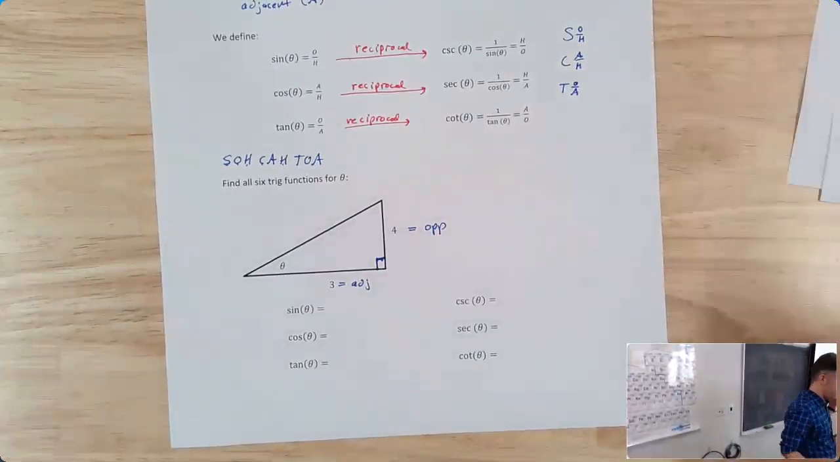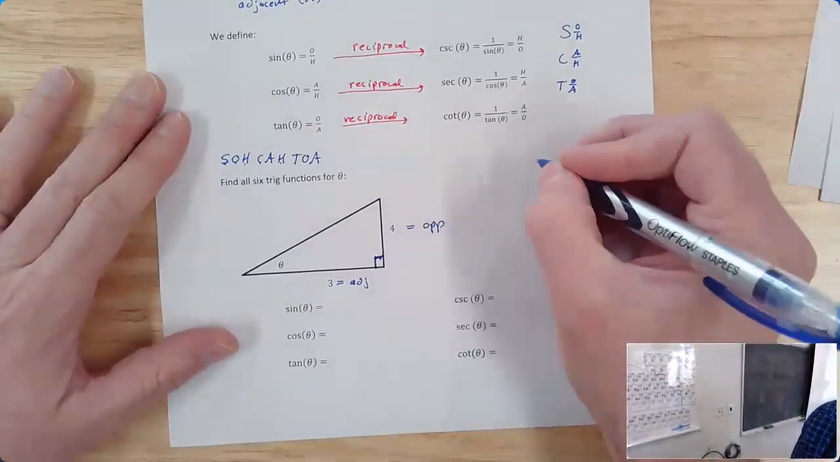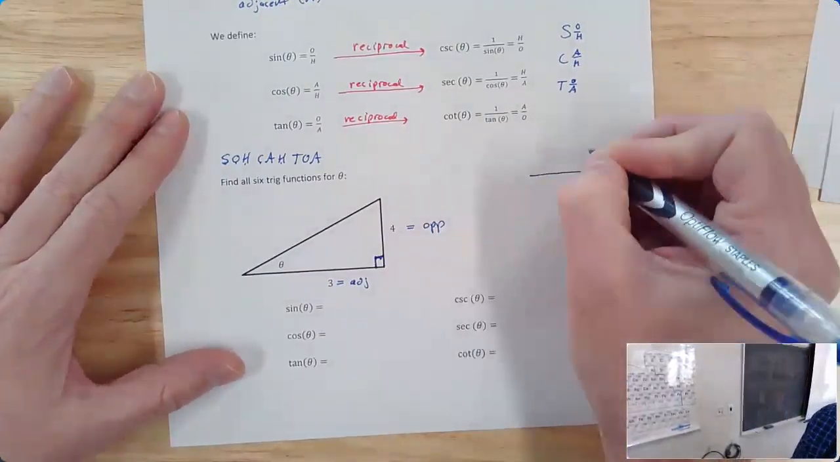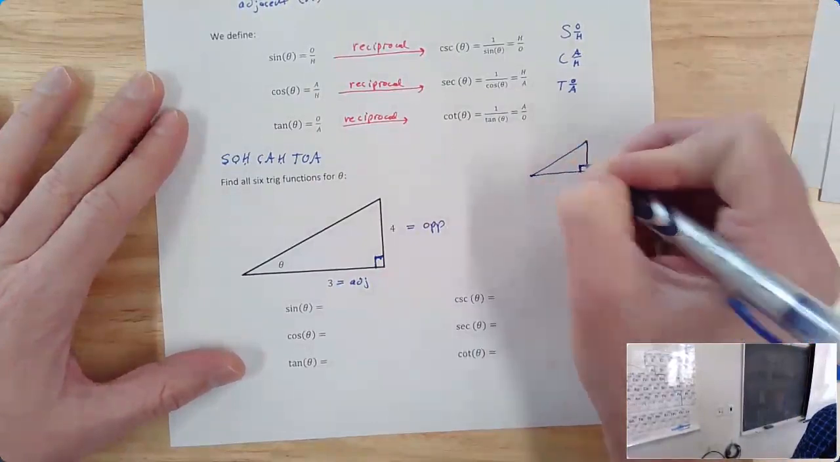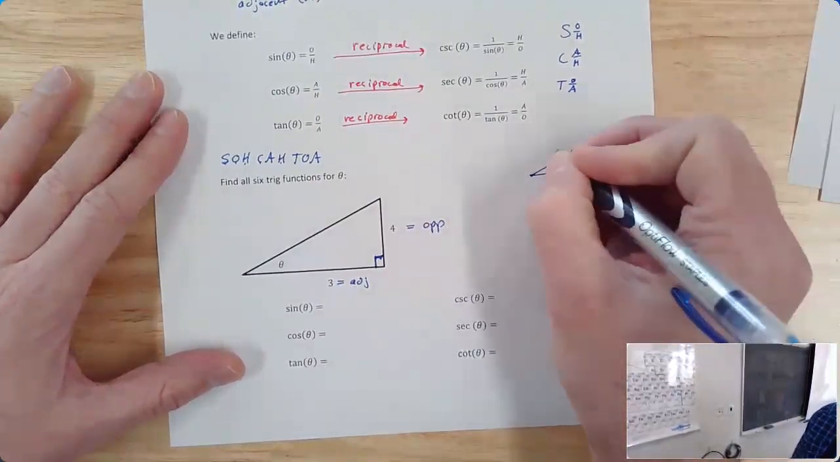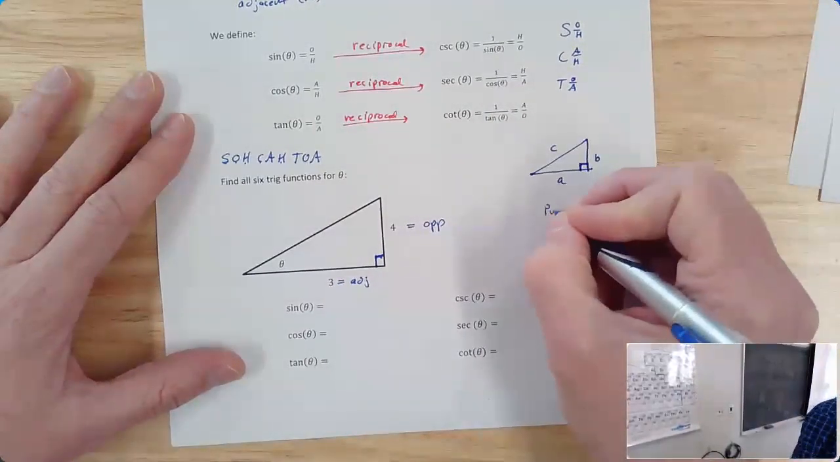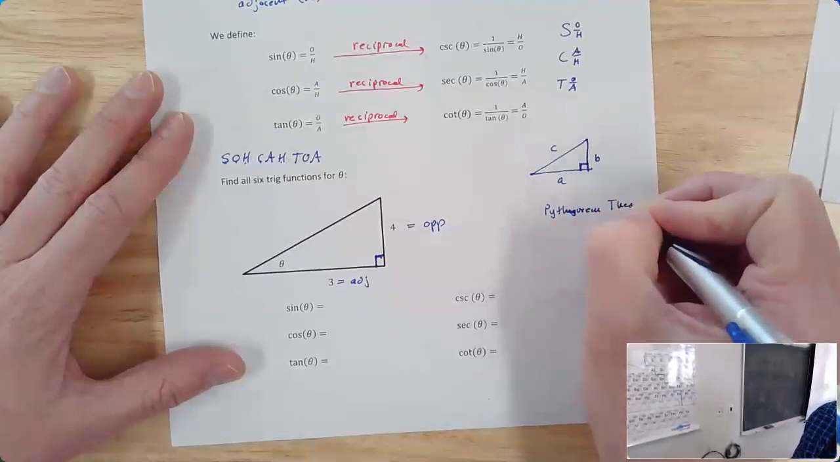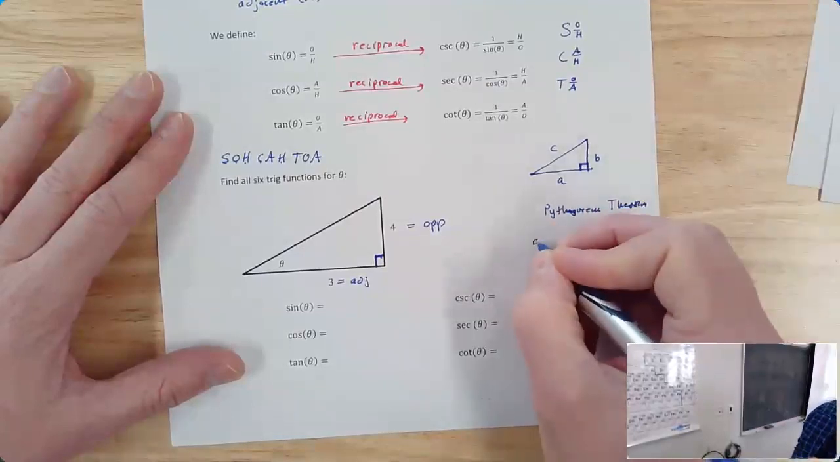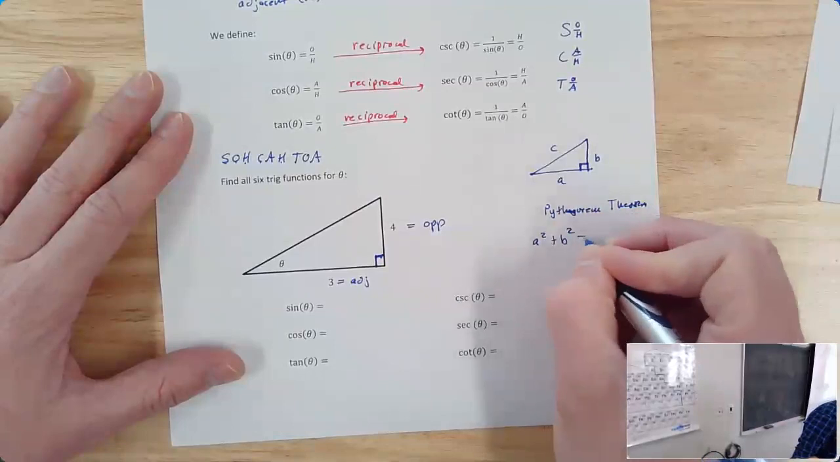We have to find it. Often in a right triangle, we will not be given one of the 3 sides, and we have to find it using the Pythagorean theorem. So just to make sure everyone's on board, if you've got a right triangle with some sides A, B, and C, the Pythagorean theorem says that A squared plus B squared is equal to C squared.